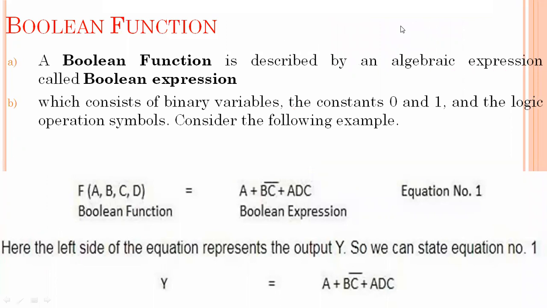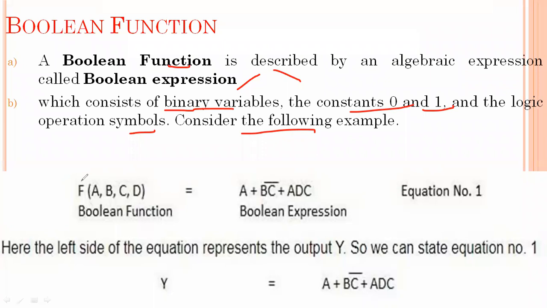A Boolean function is described by an algebraic expression called a Boolean expression. So any kind of expression that is described by the Boolean expression is called a Boolean function. Basically, this function is the logic behind the outputs that will be given by the Boolean expression. Now, this function consists of the binary variables, the constants 0 and 1, and the logic operation symbols.